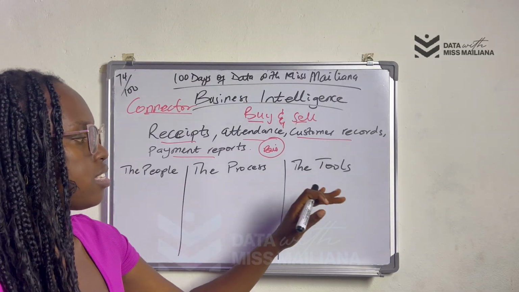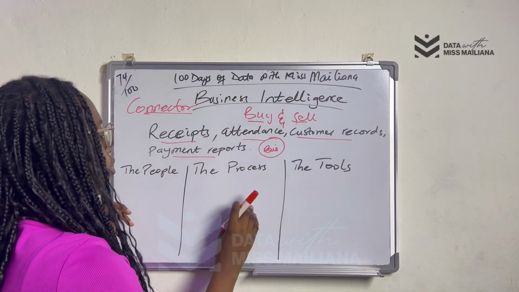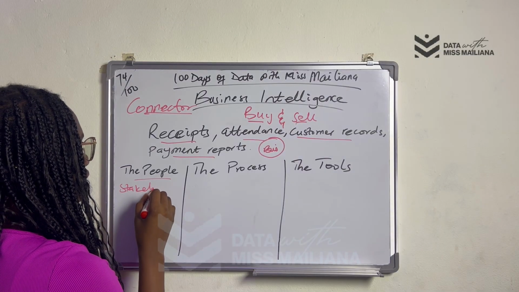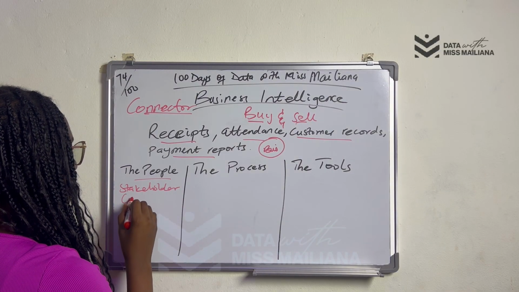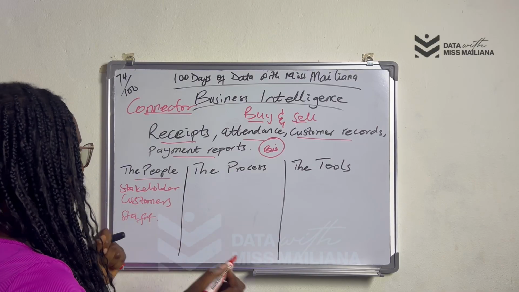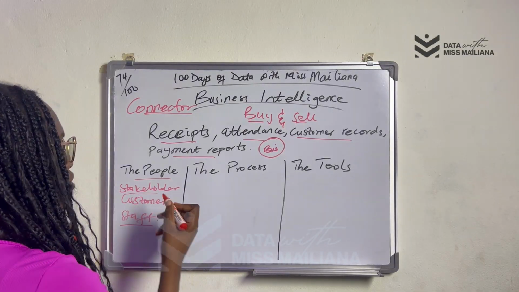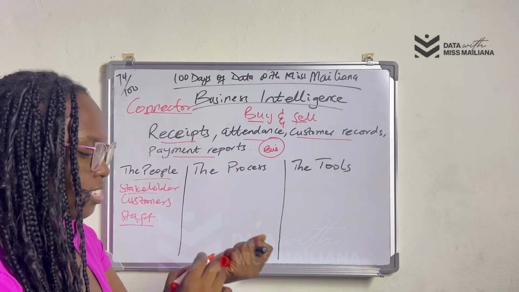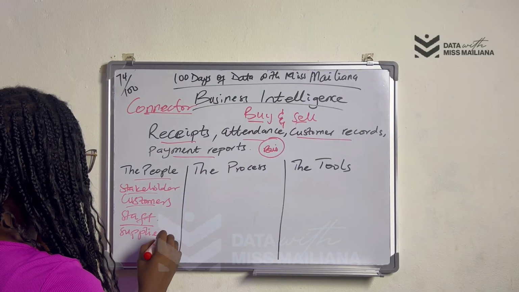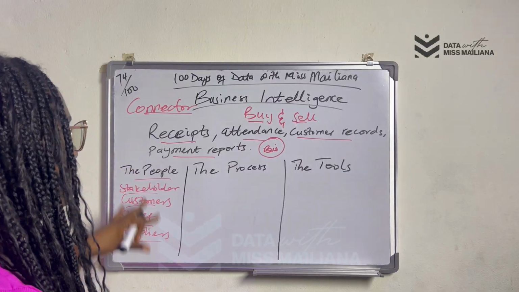The three major sections for your connector. All right, the three major sections for your connector is the people in the business. So we will have the stakeholders, we have the customers, we have the staff, and what have you. These are the three major ones that are in the business, right? The staff running the business, the stakeholders, which is the founder, CEO, managers, and all that, and the customers as well. We also have something like maybe the suppliers, if it's a buy and sell as well, right? So these are the people in the business.